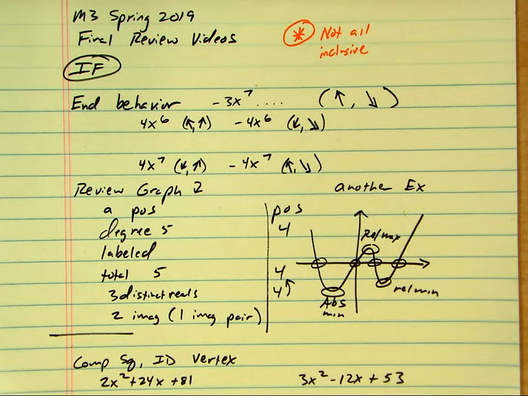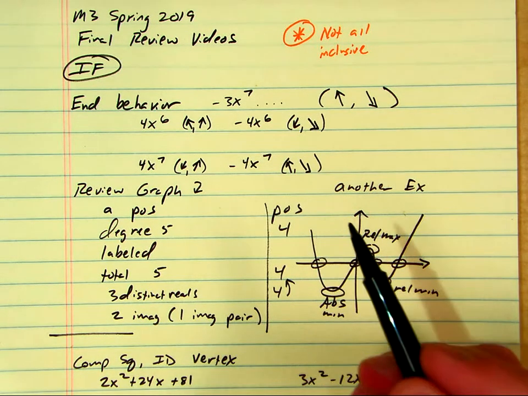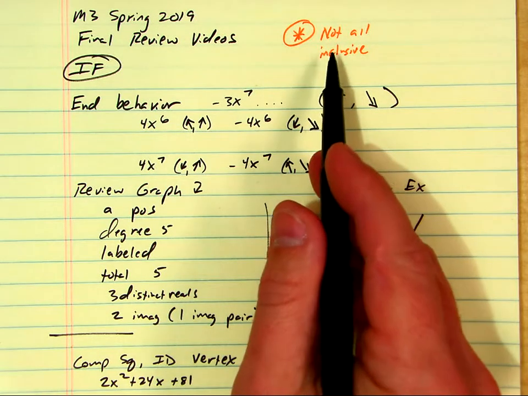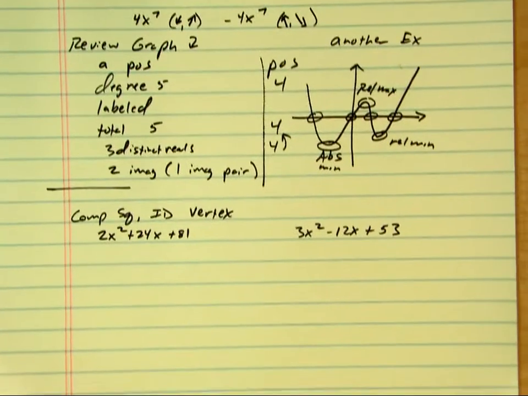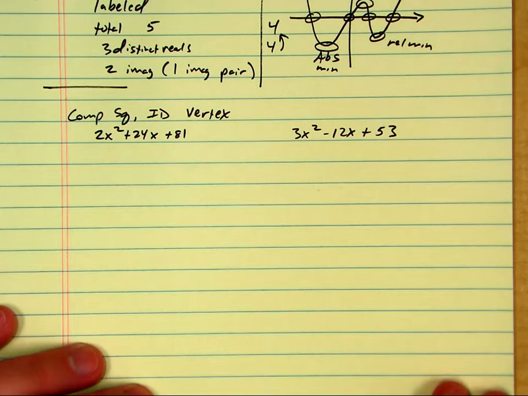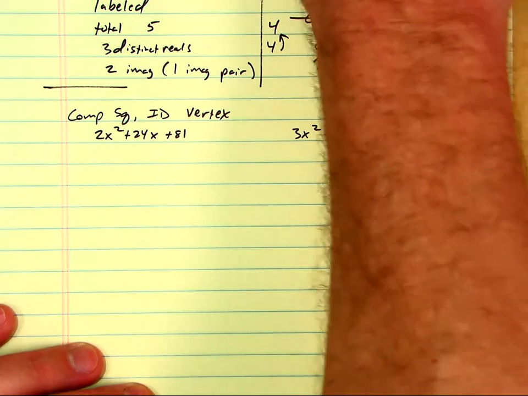Alright, here's IF video number 2. Remember, you have to study everything we've learned. All these videos are not all inclusive of all the concepts you can see. Okay, let's see. Now we're up to completing the square and identifying the vertex.